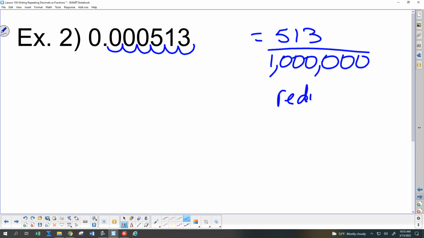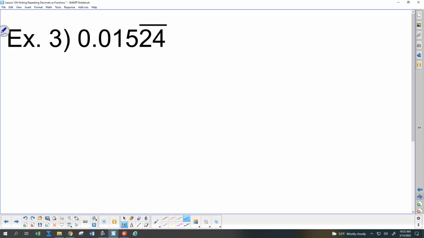Can I reduce that? Not in this case, but you always want to check if you can simplify the fraction. If it had been 512, could I have reduced it? Divide everything by 2 and then see if that can be further reduced. So we're good with the ones that end, right? Ones that repeat are actually more fun. I'm just going to do 2 of these examples and then we'll do homework.